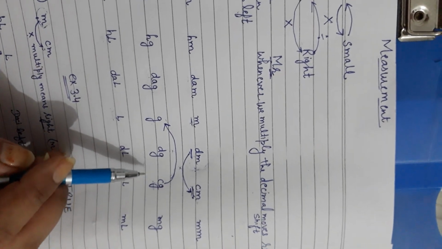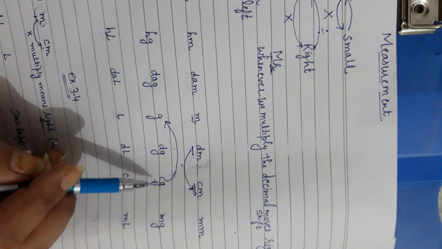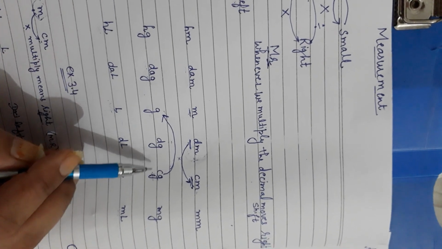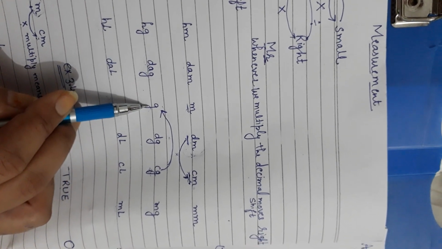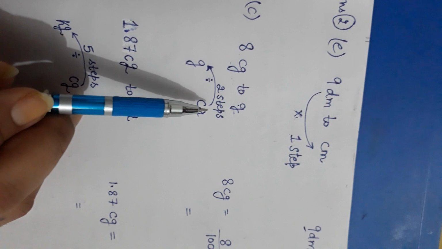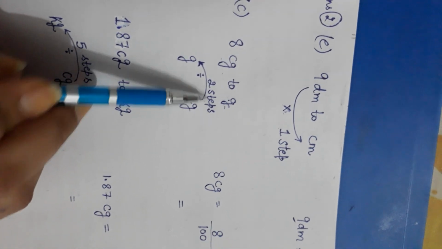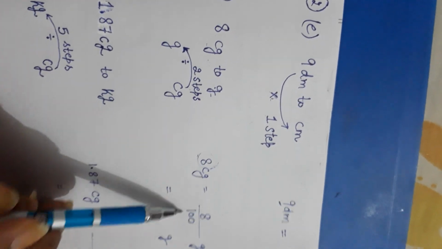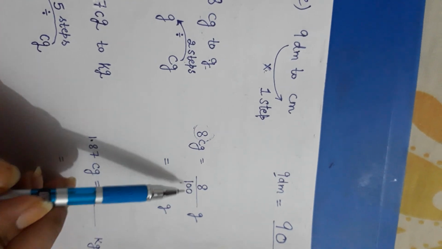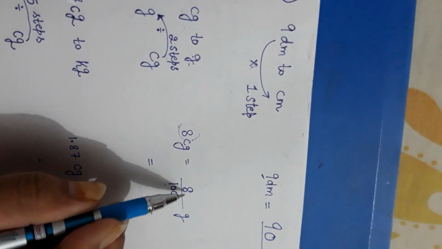So how many steps do you have to divide? All of you count. You are standing on this step and you have to go here, count 1 2, so 2 steps you have to divide. 2 steps means 100, so you have to divide this 8 by 100. Simple, this is your answer. All of you know you have to divide by 100.